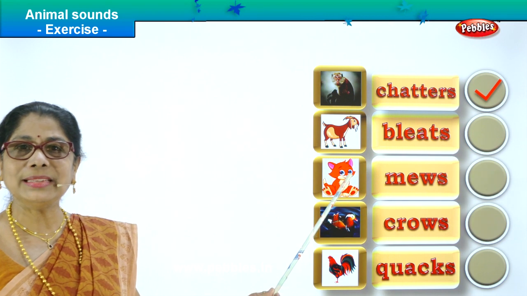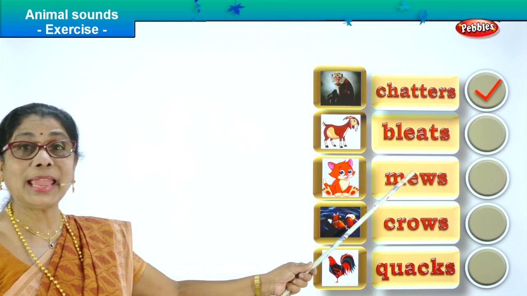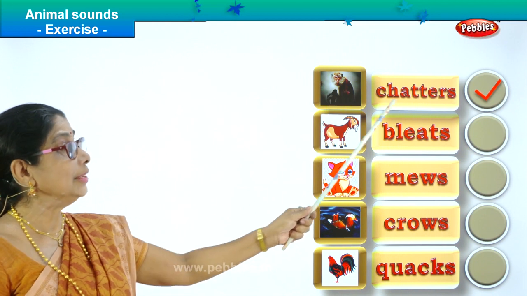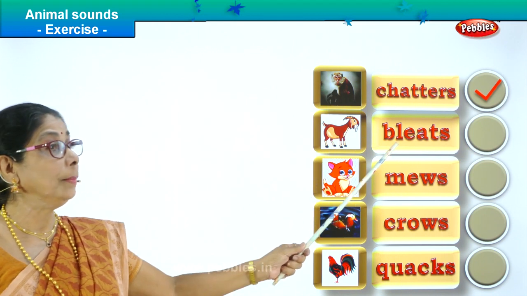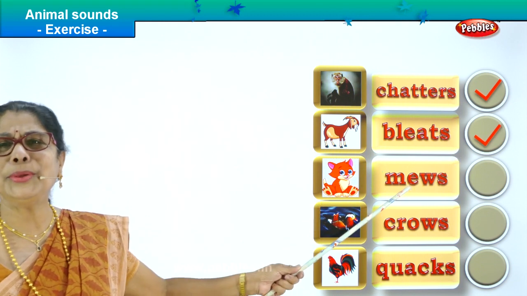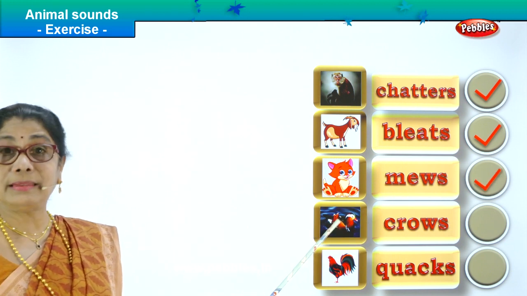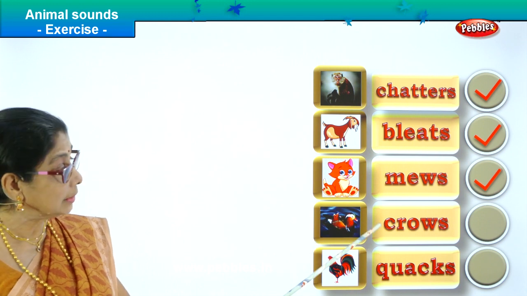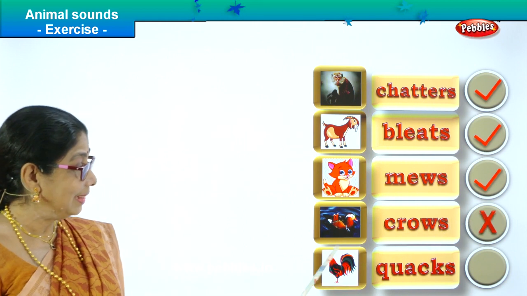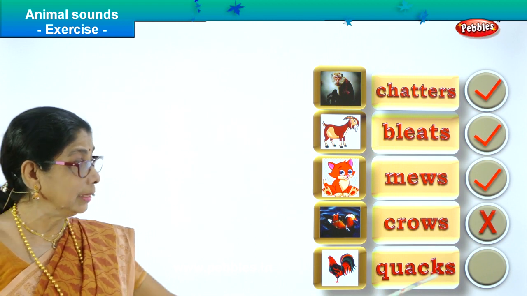And the next one we have is, what do we have? We have a cat. What does the cat say? Meow. Cat mews. That's correct. So monkey chatters, correct. Goat bleats, correct. And the pussycat mews. Correct. Very good. Let's look at the next one. What is this? Duck. Duck says quack, but it says crow. That's wrong. Isn't it? So we put a wrong sign here. Good. Then we have a cock here. Cock crows, but it says quack, so it's wrong.